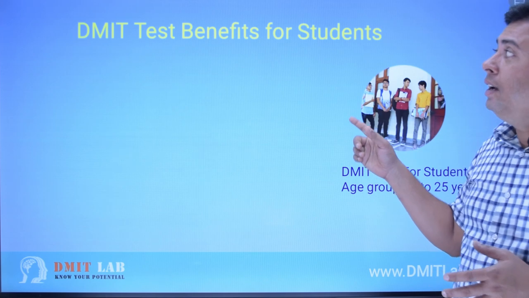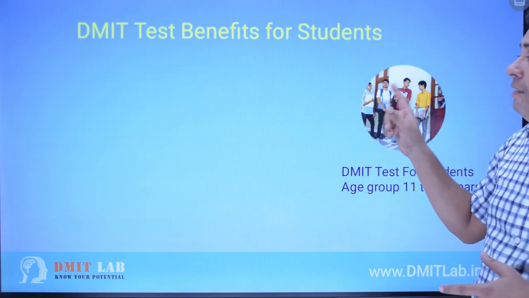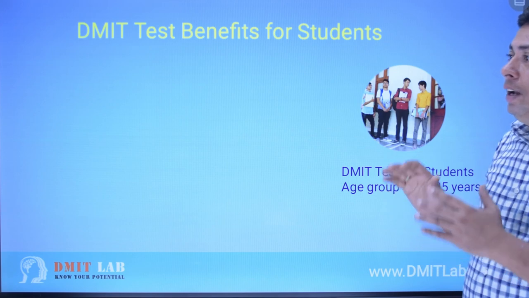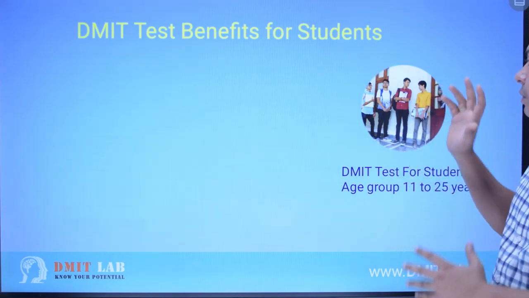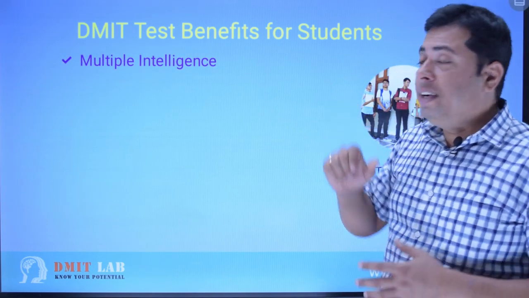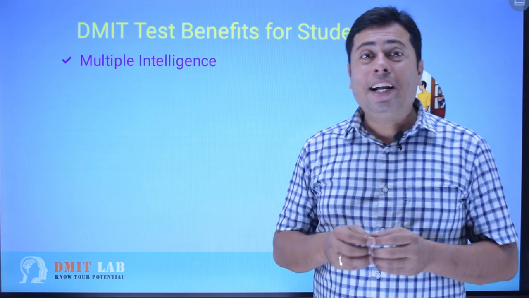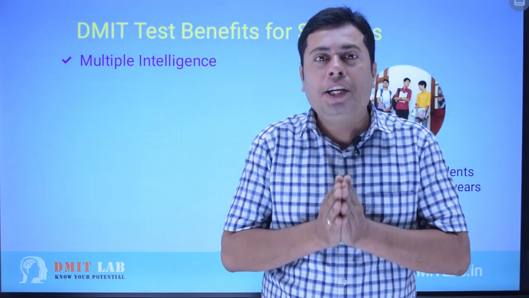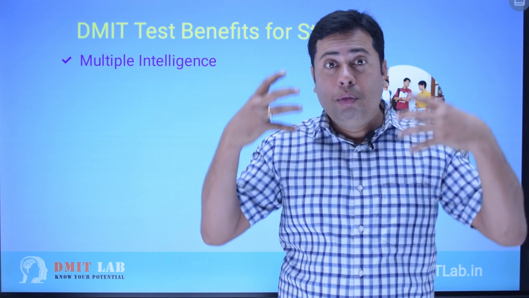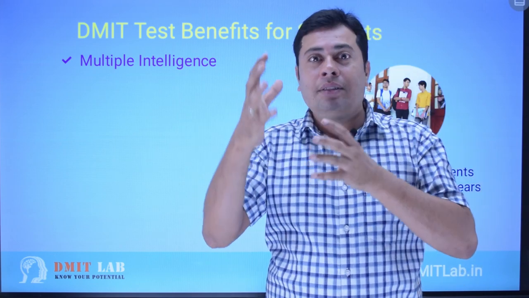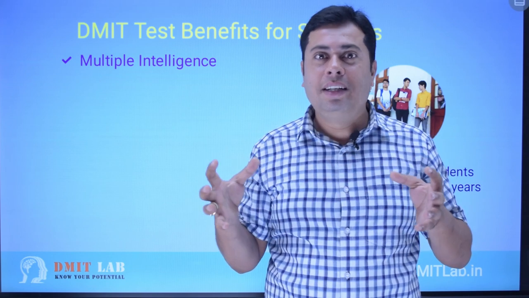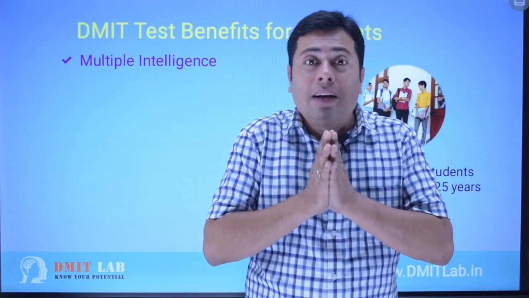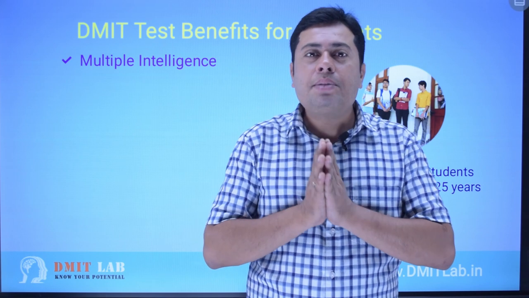Now we understand what the DMIT test report benefits are for students in the age group of 11 to 25 years. So let's understand what benefits you get for the students with this DMIT report. The first benefit is multiple intelligence. I would like to stress more on this part, because 11 to 25 years is a very crucial age of development. There are a lot of hormonal changes, and the brain modulations and bandwidth increase in different ways. So it is better to understand that multiple intelligence starts reflecting after 11 years. So what is multiple intelligence?